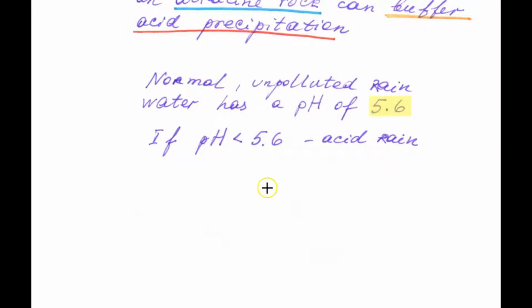But sometimes the pH of rainwater can drop below 5.6. And in this case, we say this is acid rain. So the pH of rainwater between 5.6 and 7 is normal unpolluted rain. Pollution can drop the pH of rainwater below 5.6. So let's talk about this.